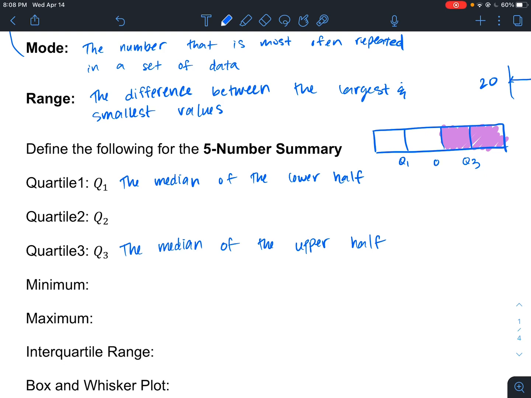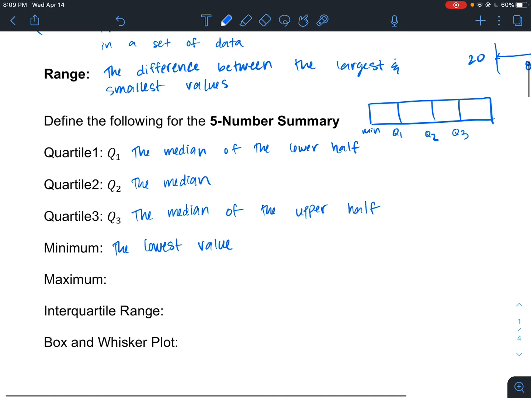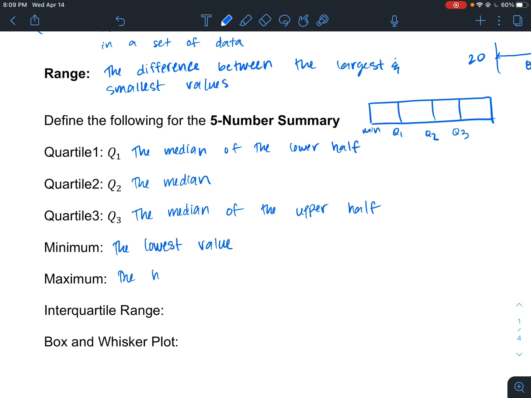And that means Q2 would just be the median of the whole data set. It's the median of the entire data set. The minimum is the smallest, the lowest value. So that would be right here. So this would be the minimum, and the maximum is the highest. So that would be your max.